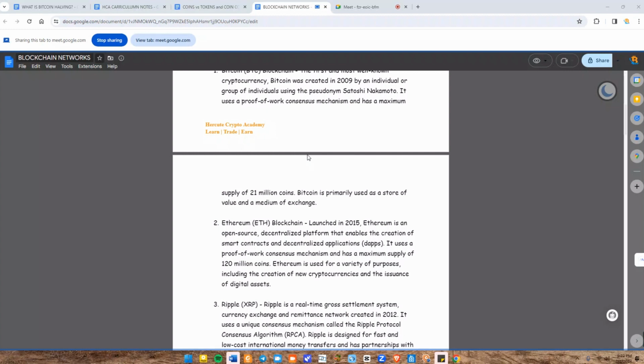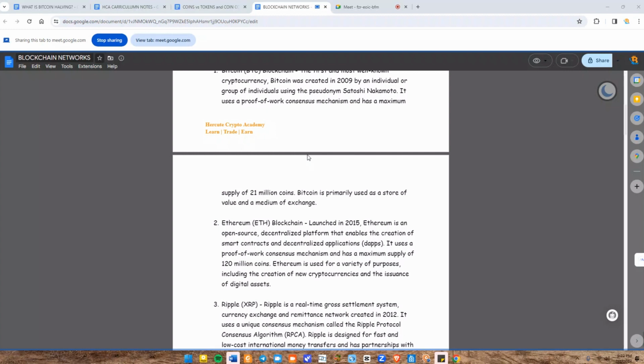The creation of smart contracts and decentralized applications. Yeah, we talked about decentralized applications when someone was asking what is DApps. DApps are basically decentralized applications. And a very good example of decentralized applications is the Trust Wallet. We have MetaMask, which have actually been built by Ethereum or through the Ethereum network, okay? So it uses proof of work consensus mechanism and has a maximum supply of 120 million coins.